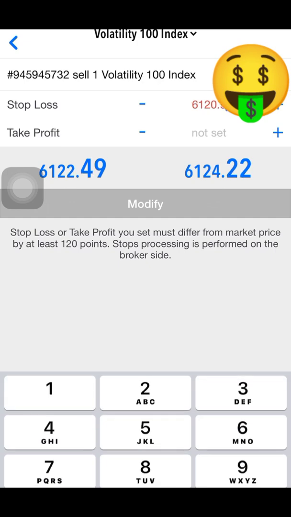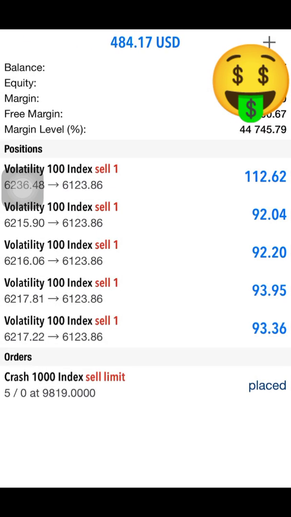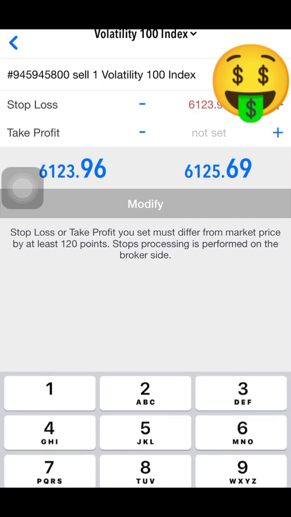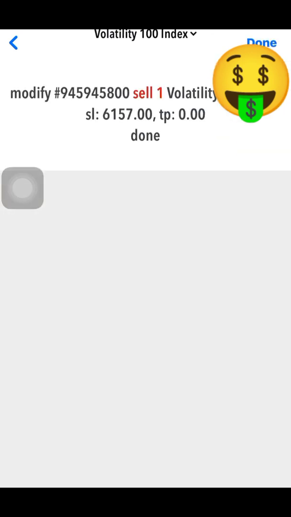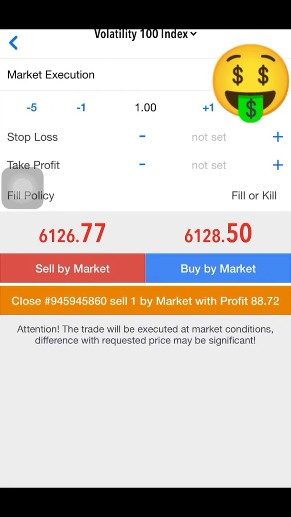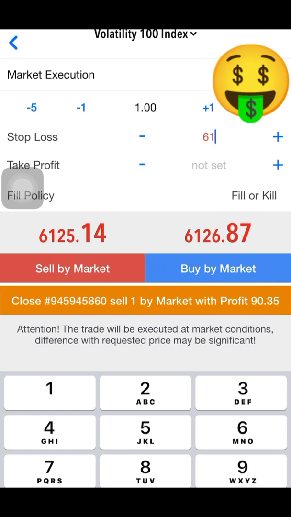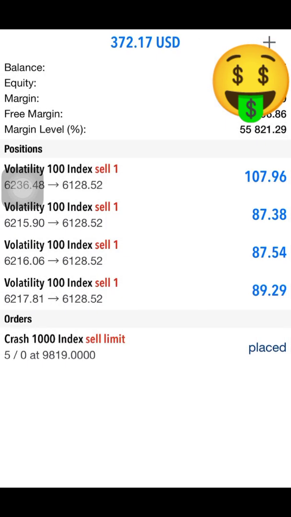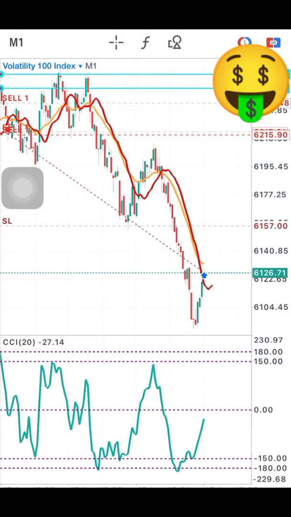So let me finish up. 57 modify. Cool. Remember this one, 57. Cool. 57, 61, 57. Cool. You see how the market automatically put 57. Cool. So we have locked all our profit. Since I locked my profit, let me continue explaining it for you.